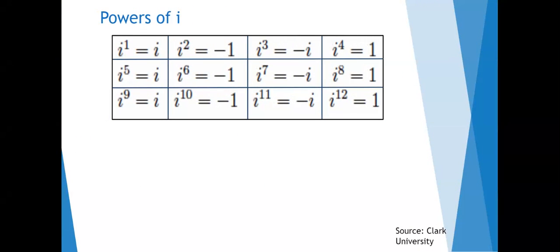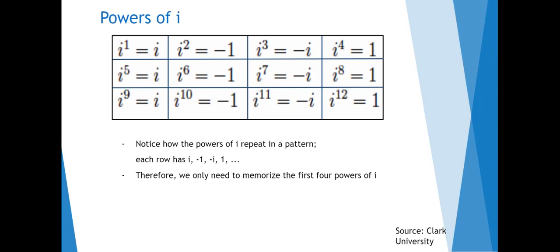So now powers of i. Well, hopefully you notice a pattern here. Each row has i, negative 1, negative i, 1, etc. So after the fourth power of i, it just keeps repeating. Therefore, we only need to memorize the first 4 powers of i, and this is very useful for simplifying complex numbers that include exponents, and we will see those in the next slide.